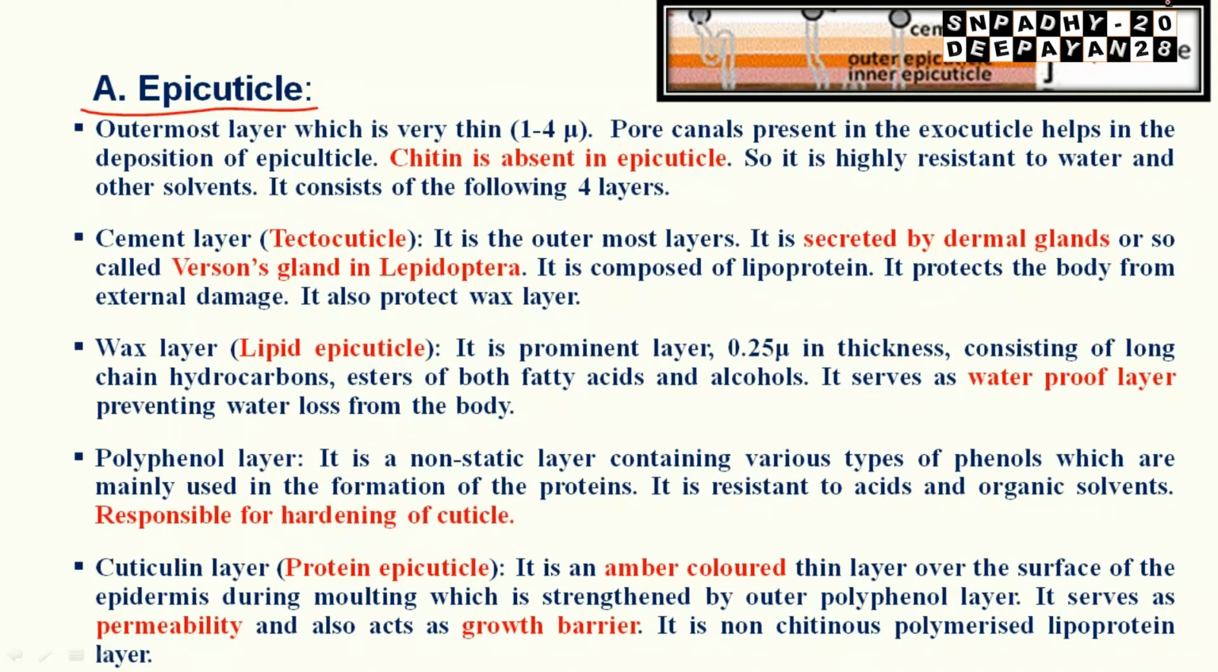This outermost layer, which is very thin, is called what? This is the epicuticle, generally 1 to 4 micron in thickness. It may come as a question. Pore canals are present in the exocuticle and help in the deposition of the epicuticle.